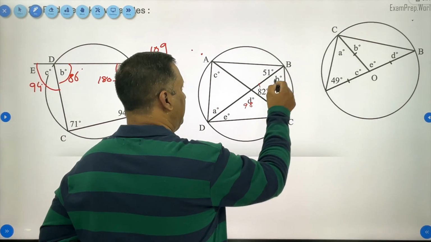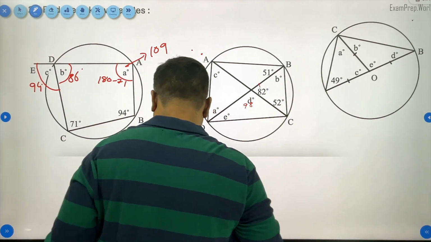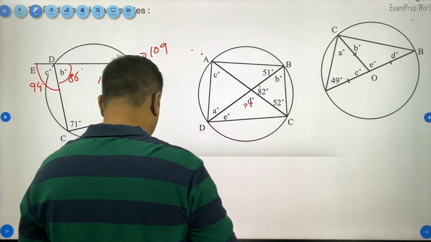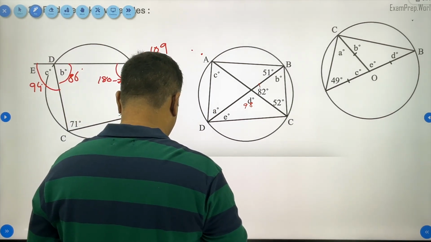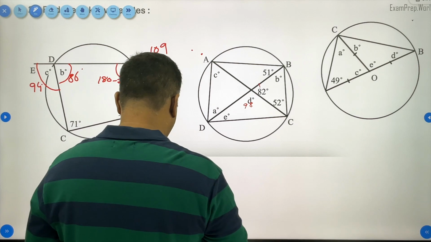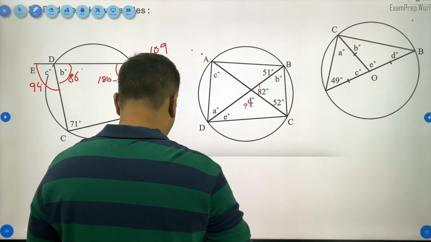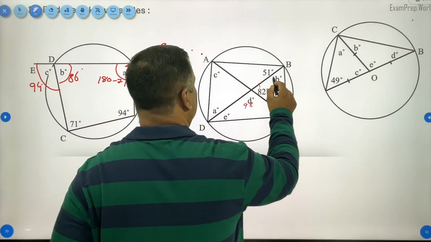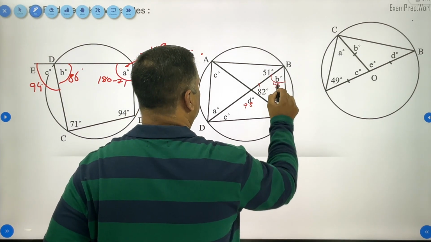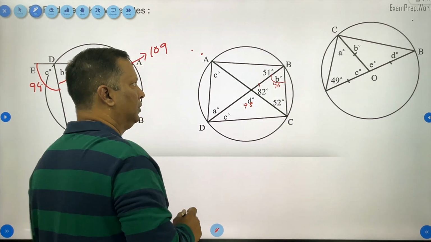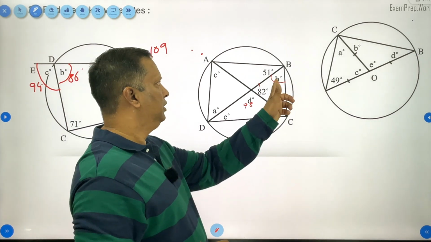And what is B? Let us find B, because we have 82 and 52. 82 plus 52 is 134. 134 subtracted from 180, 46. This angle is how much? 46. Okay. This angle is 46.